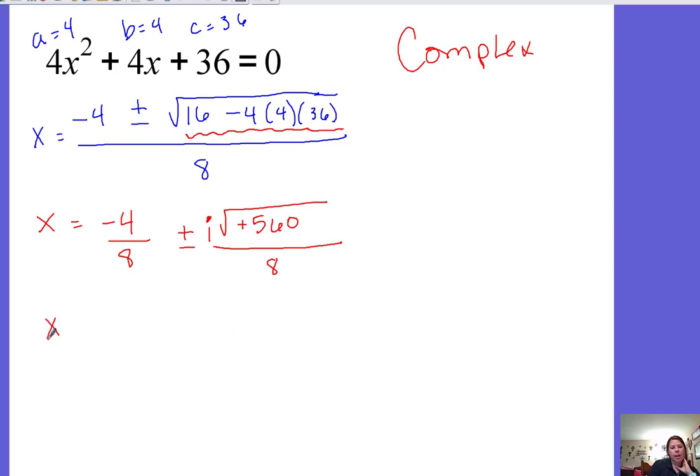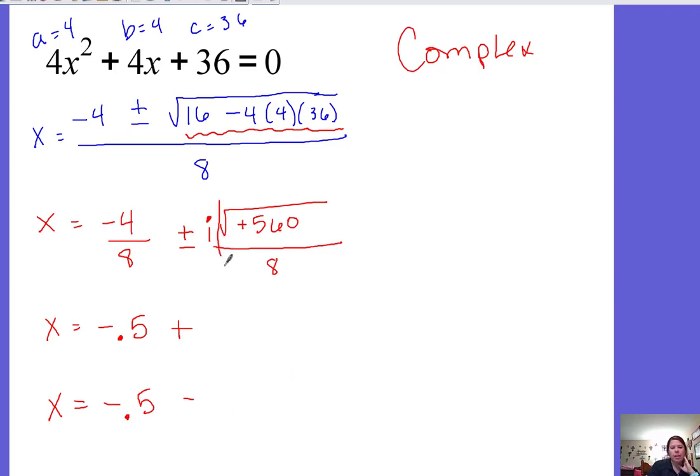And so here we have x equals negative 4 over 8. That simplifies to negative 0.5. So we're going to do decimal forms on everything here. And so x equals negative 0.5, this number plus this number, minus this number. So that's where our 2 answers are going to come. We have a real part plus the imaginary part, the real part minus the imaginary part.